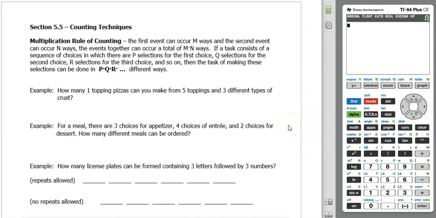Hello everyone. Welcome to part 5 of the chapter 5 videos where we're going to talk about some counting techniques. What we've seen up until now is we've been calculating some probabilities, but whenever you're calculating the probability of an event, it was the number of ways that this event can occur, and then we were supposed to divide by the total number of possible outcomes.